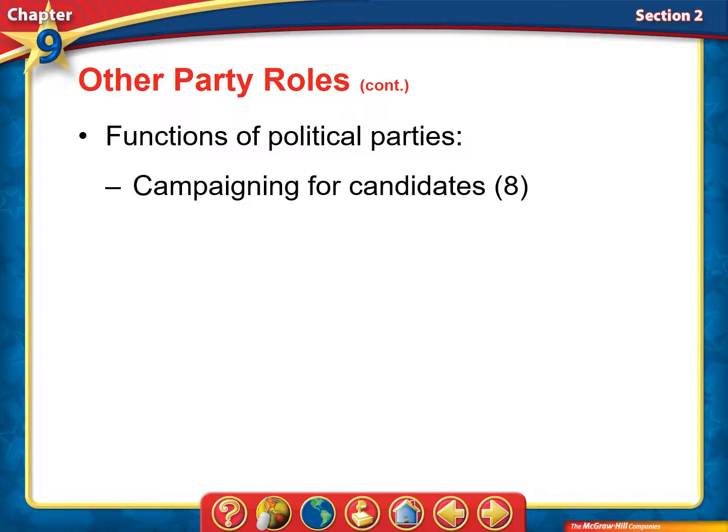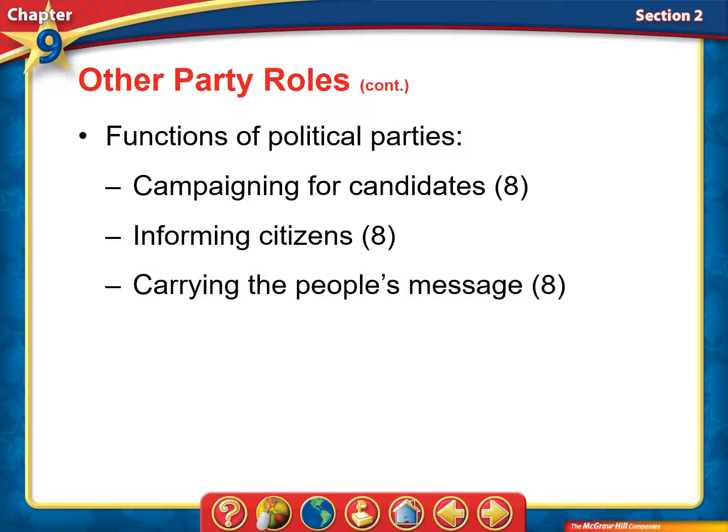Political parties also keep citizens informed. You know, you can go to your local Henderson County political party, and you can find out what local issues concern voters of this particular party. It's their job to keep us informed on these issues.